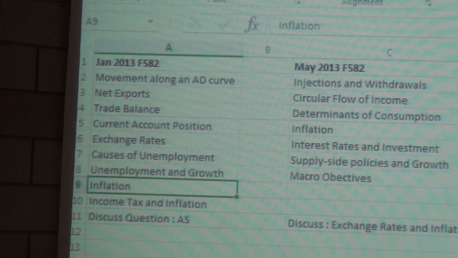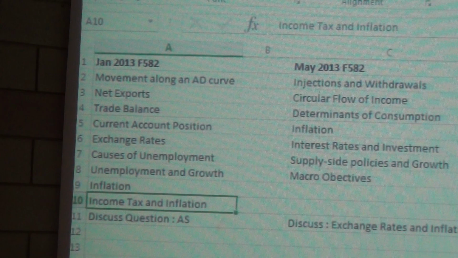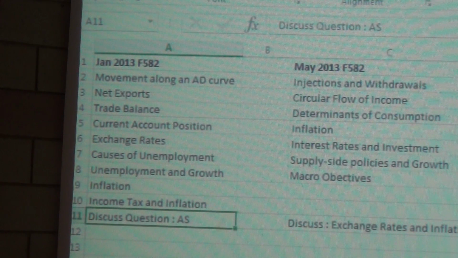There was a question on inflation. I think it was something to do with whether or not income taxes fell, what would the impact be on inflation. And then the big heavyweight question, the 18-mark question, was an aggregate supply, supply side policies question. So that was January 2013.